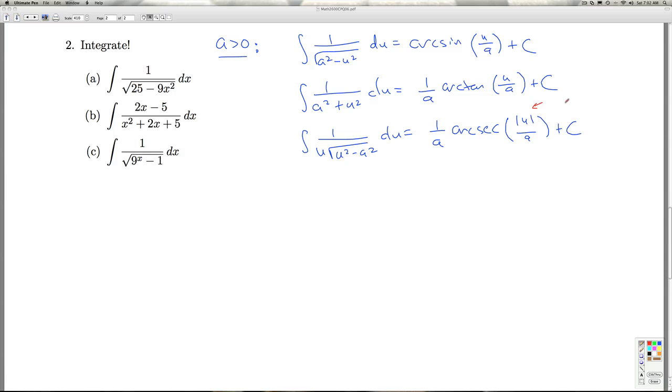And once again, these absolute values come from the fact we define arcsecant, rather, to have a range in quadrant 1 and 2. If we defined the range of arcsecant to be 1 and 3, we wouldn't need those absolute values.